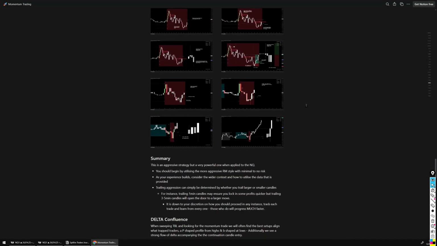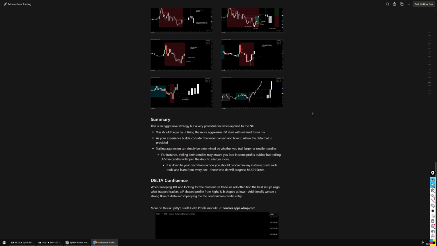So, quick summary. This is an aggressive strategy, but a very powerful one when applied to the NQ. You should begin by utilizing the more aggressive risk management style with minimal to no risk. As your experience builds, consider the wider context and how to utilize that data. Okay, what data is being provided to you? How are you going to utilize it? You start on the 1 minute, you utilize the momentum, you look for gaps to form, you look for the V shapes, you scale up to the 3 minute, to the 5 minute, even to the 15 minute, and you can begin to see the bigger picture, okay?